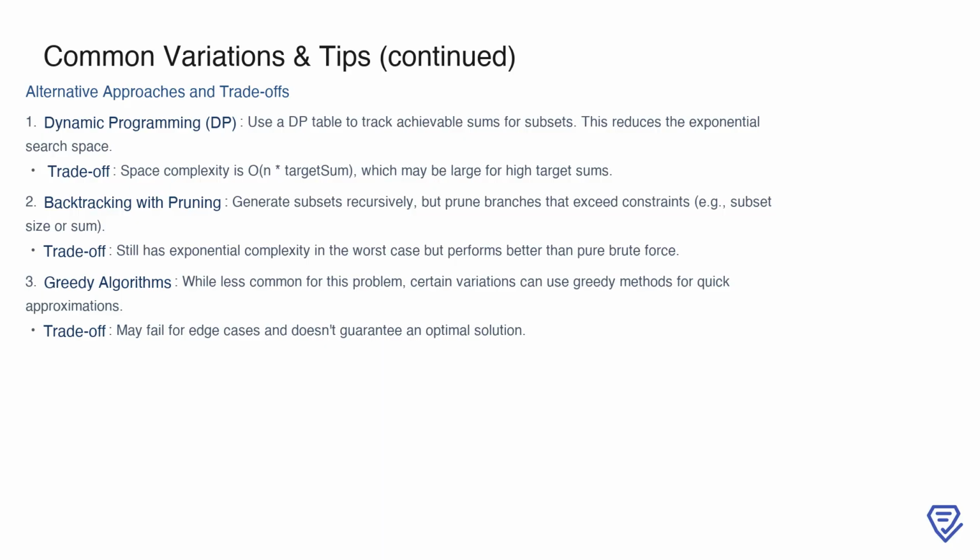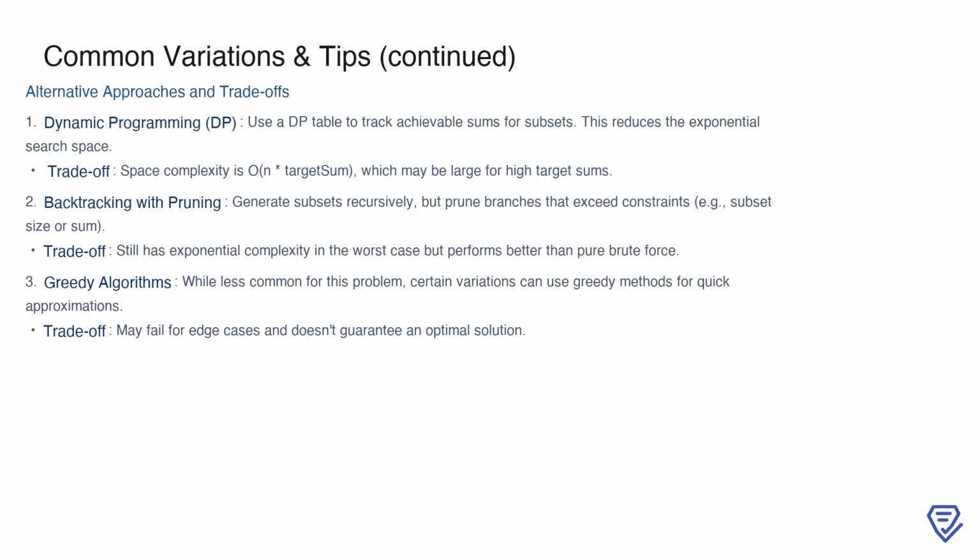Backtracking with pruning is another effective approach. By generating subsets recursively and pruning branches that violate constraints, you can improve efficiency compared to pure brute force. However, this method still has exponential complexity in the worst case.